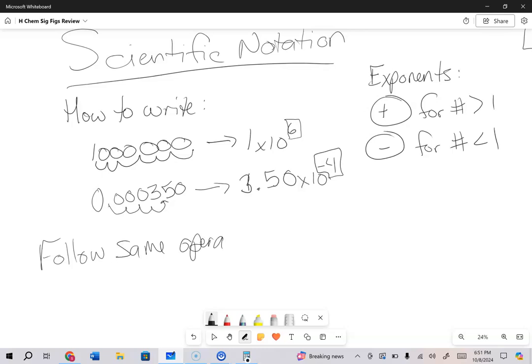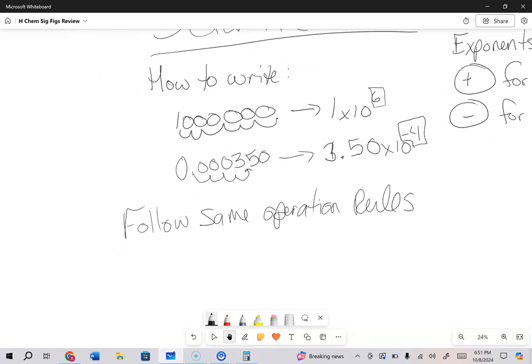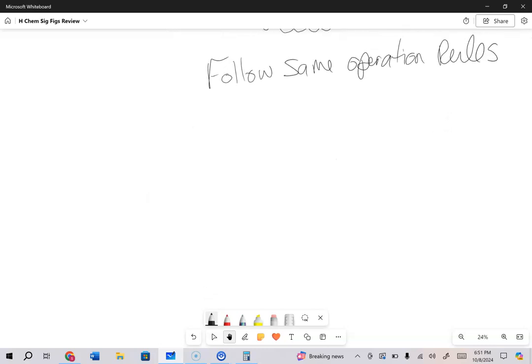operation rules. So when you add and subtract, you keep least number of decimal places. And we went over how to do that on Monday. Please reference your notes for this part. Okay? All right. I need you to study hard. I want you practicing in class. So let's just look at a few that you can do.